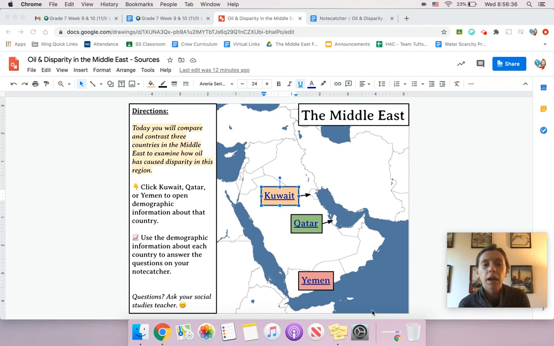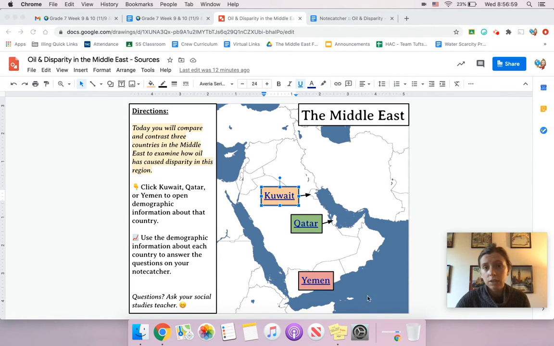Today, we're going to compare and contrast three countries in the Middle East to examine how oil has caused disparity in this region. So let's read the directions so we know how to get started with this. Click Kuwait, Qatar, or Yemen to open the demographic information about that country. Use the demographic information about each country to answer the questions on your note catcher.